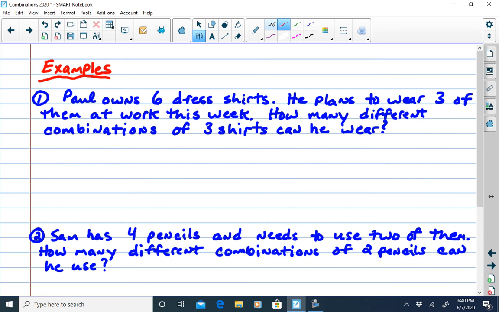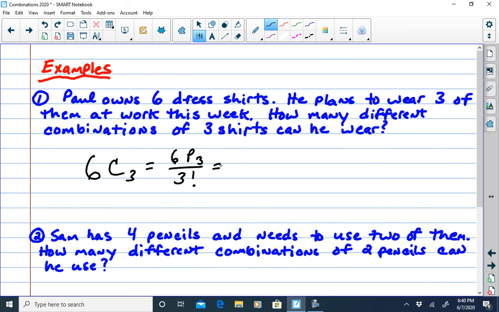Paul owns 6 dress shirts. He plans to wear 3 of them at work this week. How many different combinations of 3 shirts can he wear? Let's see what that's going to look like. Using our combination notation, we have 6 dress shirts, and we're taking them 3 at a time. So that's going to be 6C3. How are we going to find the number of combinations? We start with the number of permutations, which would be 6P3, and we divide by the number of items taken at a time, its factorial, 3 factorial.